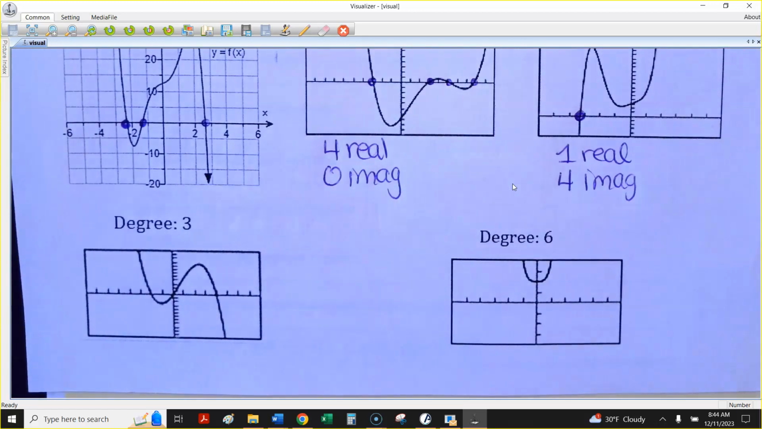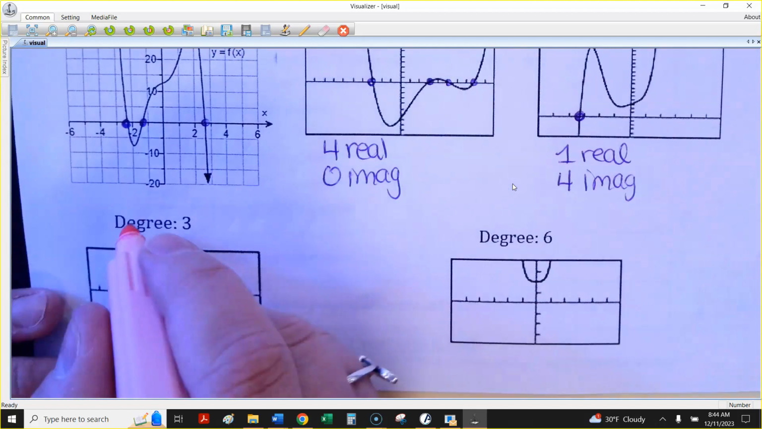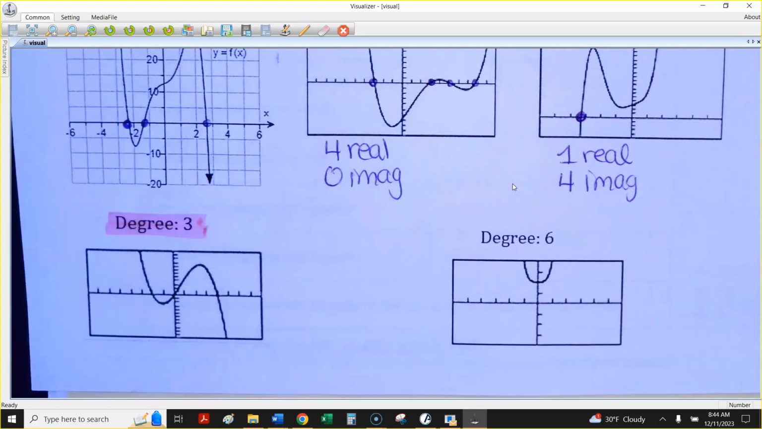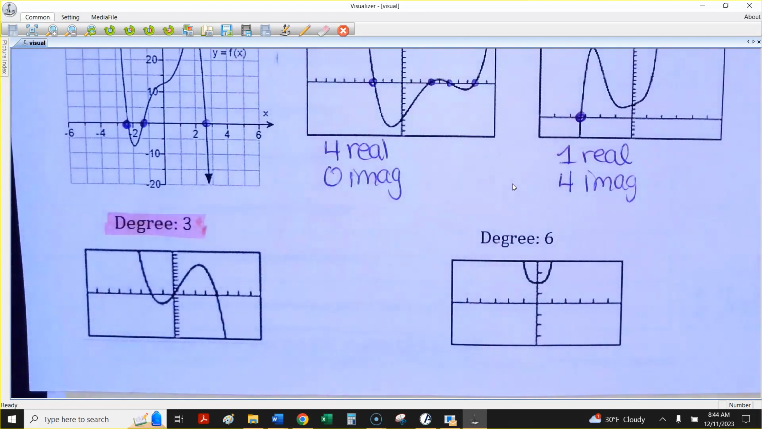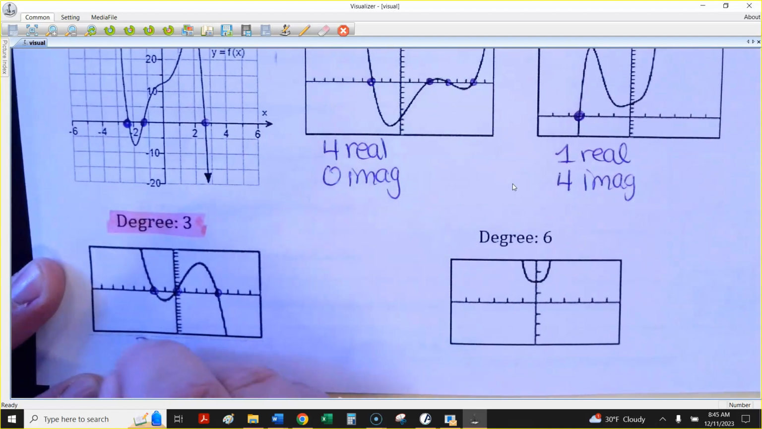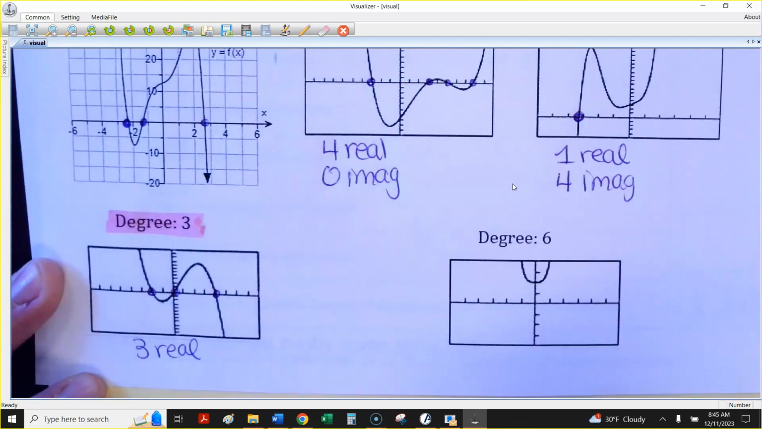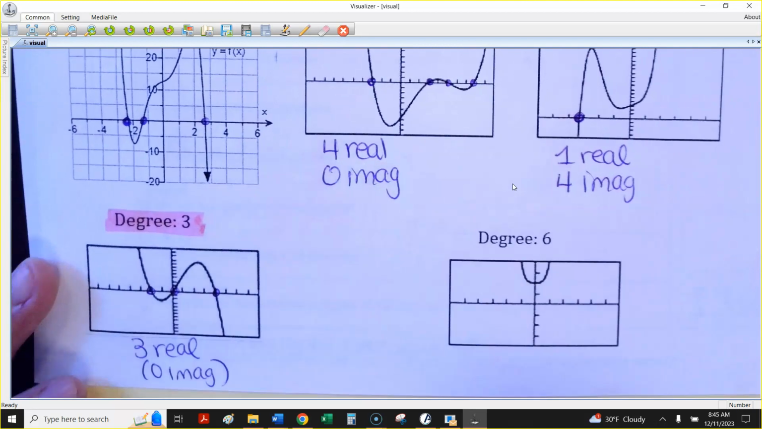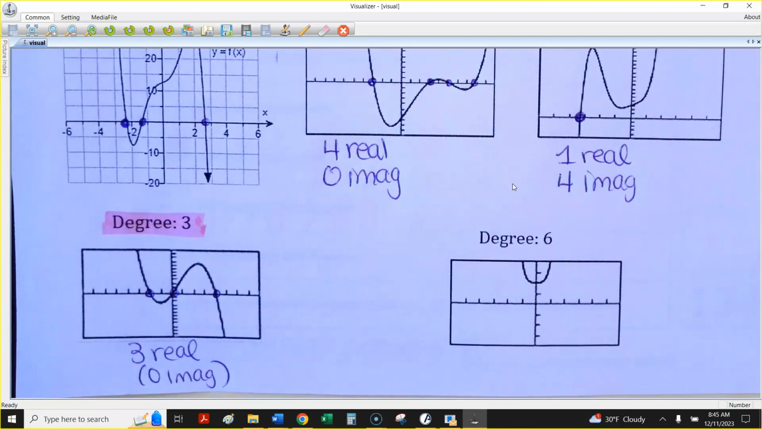All right, I got 2 more and then we're done. This one is a 3rd degree, so this would be cubic. How many real zeros can you see on that graph? All 3 of them, right? It doesn't matter what the number is. This is 3 real, so I have all the answers right there on the graph. This one would have 0 imaginary solutions because I take care of all 3 on the graph.